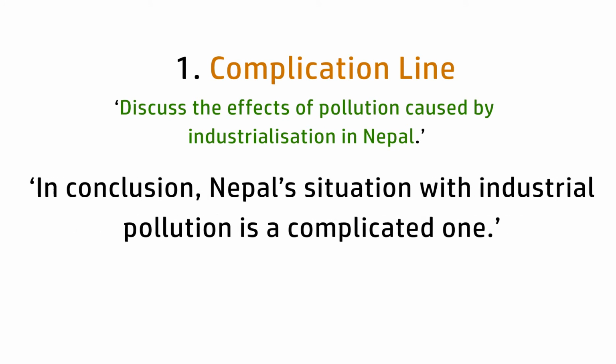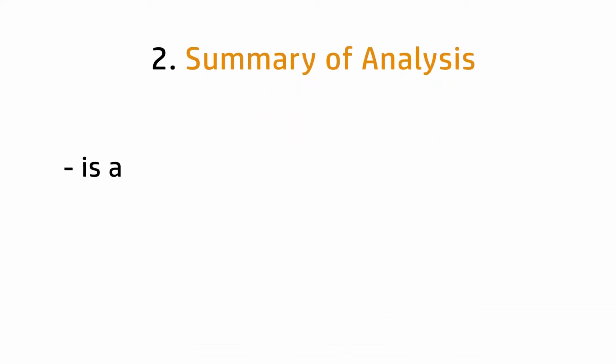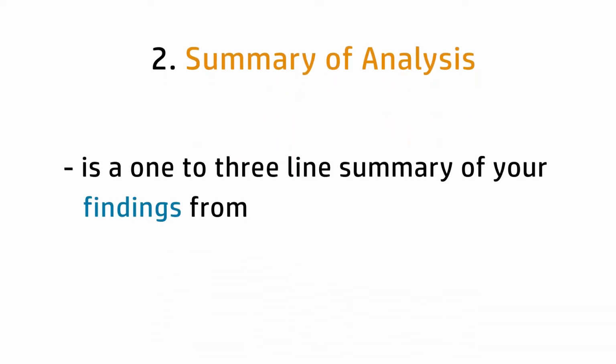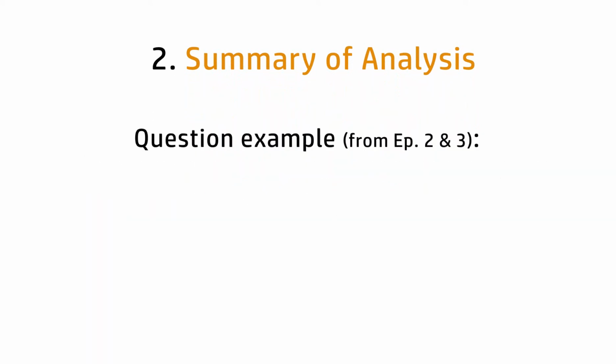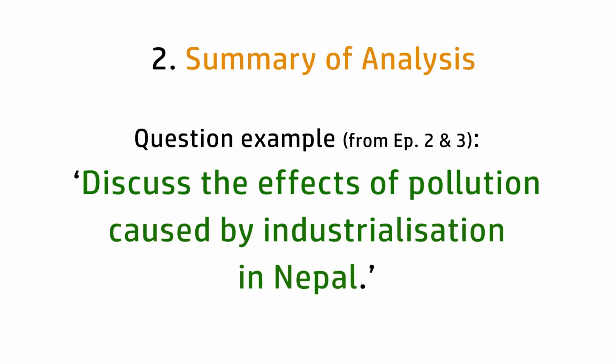complicated one. Why this is complicated should be covered in the next line, which will require you to summarize your analysis. The following lines should roughly be a 1 to 3 line summary of your findings throughout your body paragraphs. Let's refer back to the example assignment question from episodes 2 and 3. Discuss the effects of pollution caused by industrialization in Nepal.